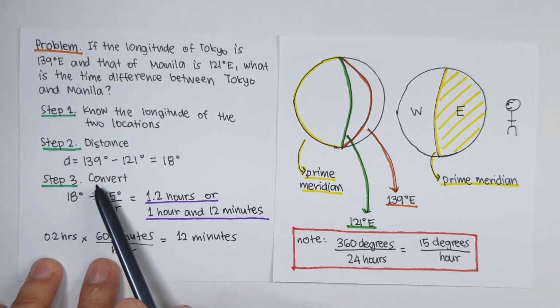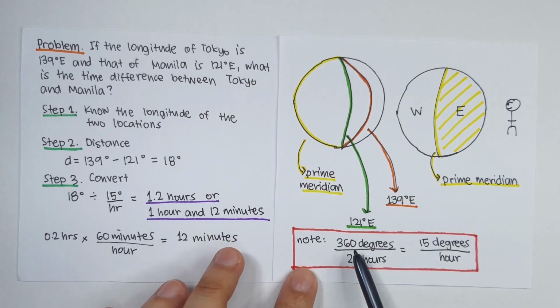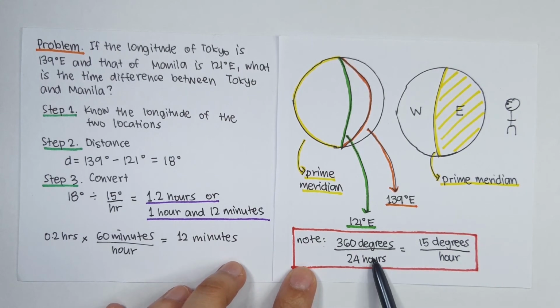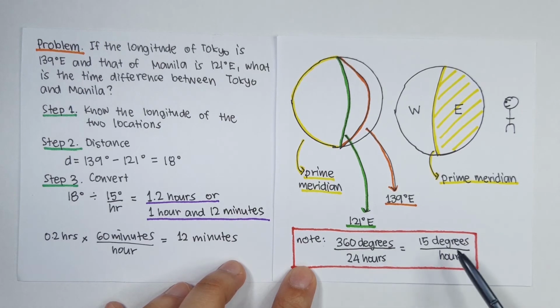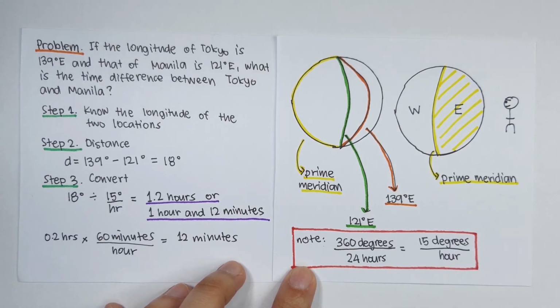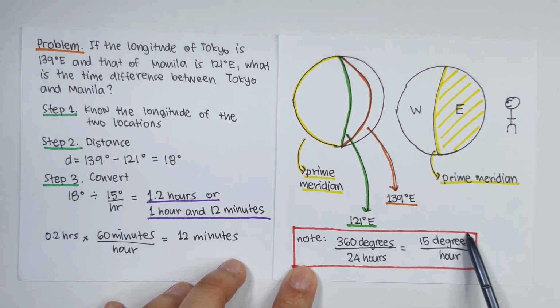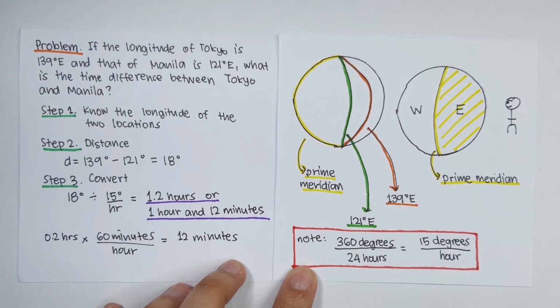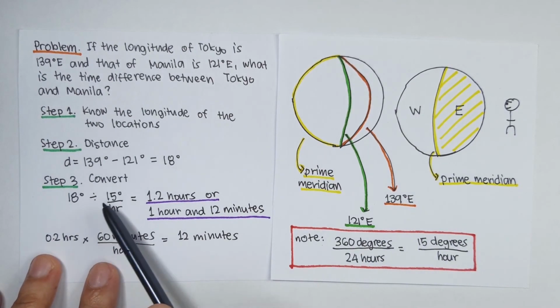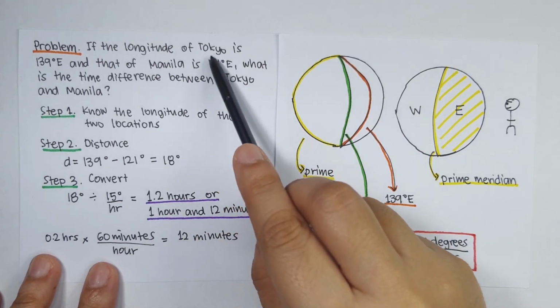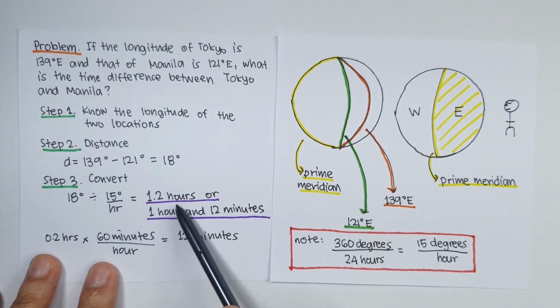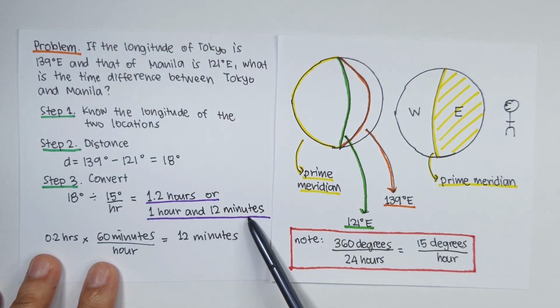And step number 3 is to convert. So if the Earth is 360 degrees and in a day we have 24 hours, so 360 divided by 24, that is 15 degrees per hour. That means to say, in every 15 degrees, that is 1 hour time difference. So 18 degrees divided by 15 degrees per hour, that is equal to 1.2 hours. Meaning to say, Tokyo and Manila have a time difference of 1.2 hours or 1 hour and 12 minutes.